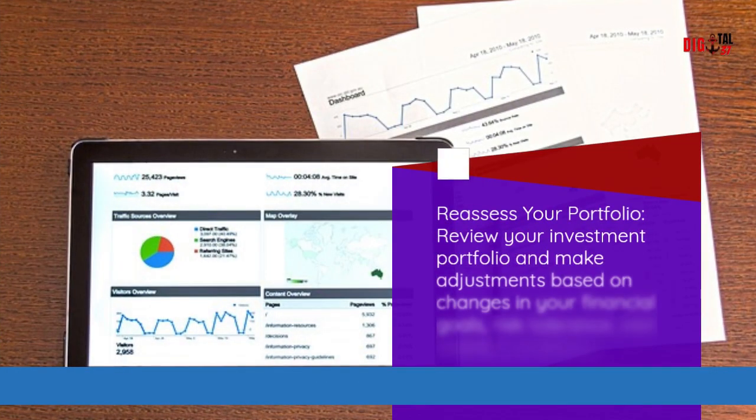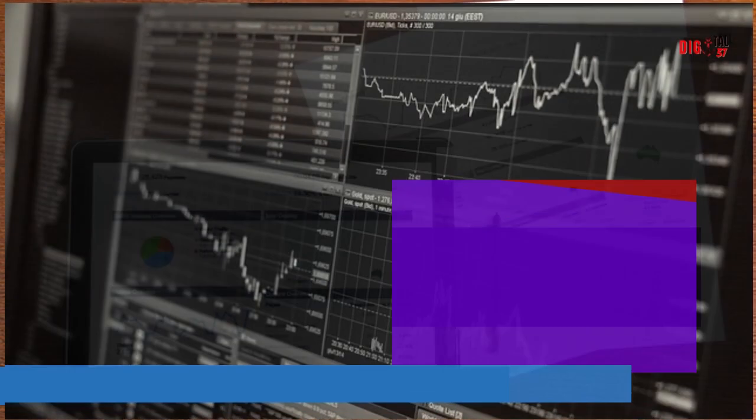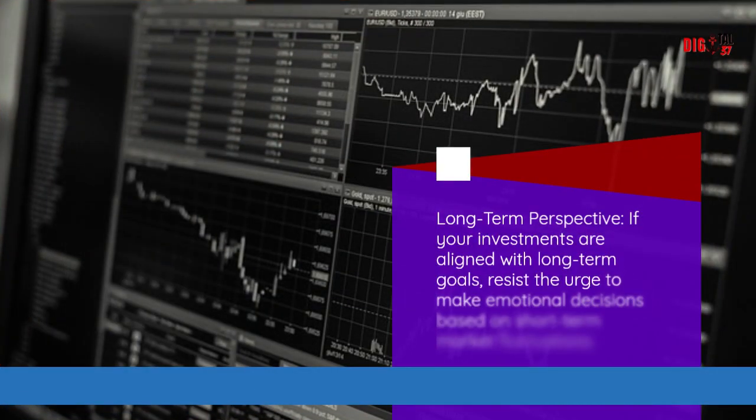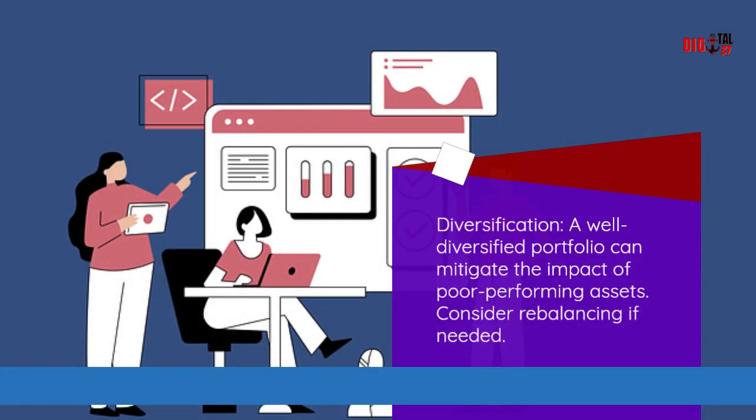Reassess your portfolio. Review your investment portfolio and make adjustments based on changes in your financial goals, risk tolerance, and market conditions. Long-term perspective. If your investments are aligned with long-term goals, resist the urge to make emotional decisions based on short-term market fluctuations. Diversification. A well-diversified portfolio can mitigate the impact of poor-performing assets.